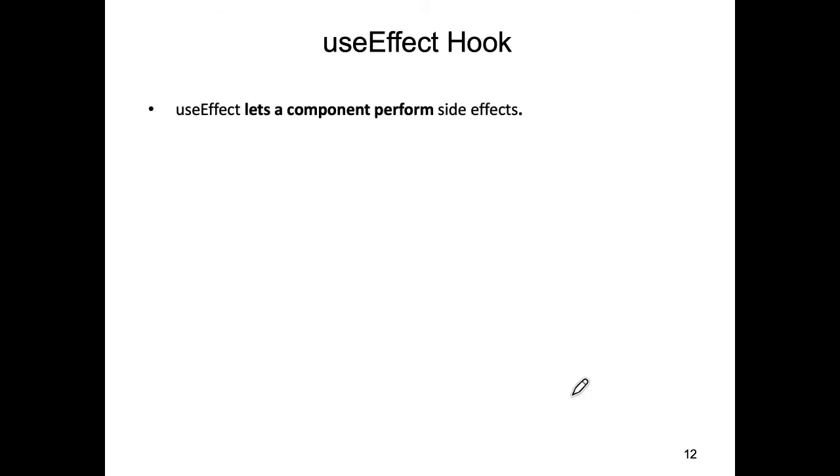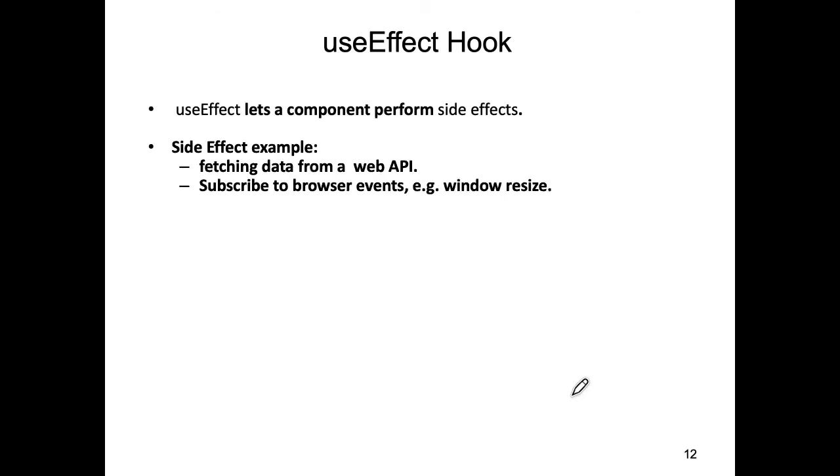So the useEffect hook lets a component perform side effects. That still doesn't tell us anything. What do we mean by side effect? Can you give me examples of side effects? Probably the most common side effect that you might want a React component to have is to be able to talk to an external web API.